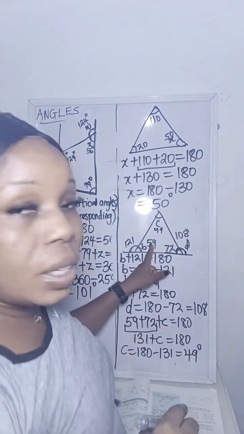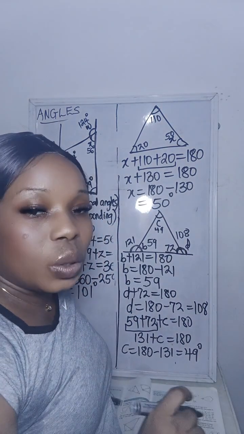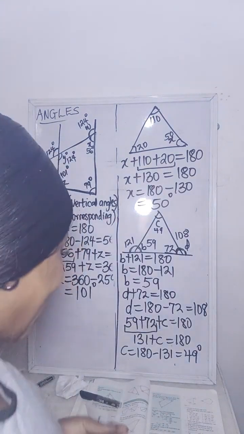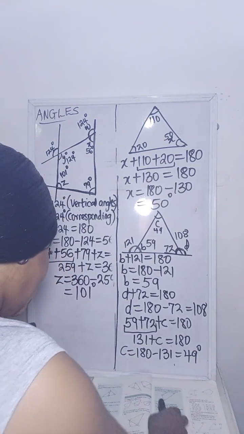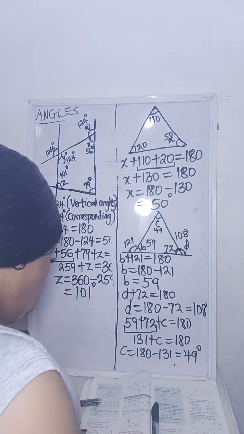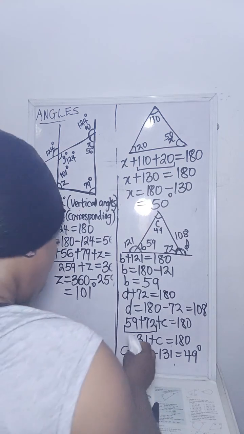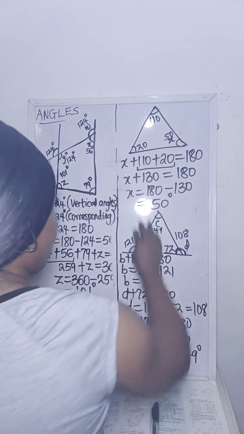Our value for B is 59, and our value for D is 108. Easy peasy. Very, very easy. Math is interesting. You just need to know the rules. So let's pick our next set of questions.